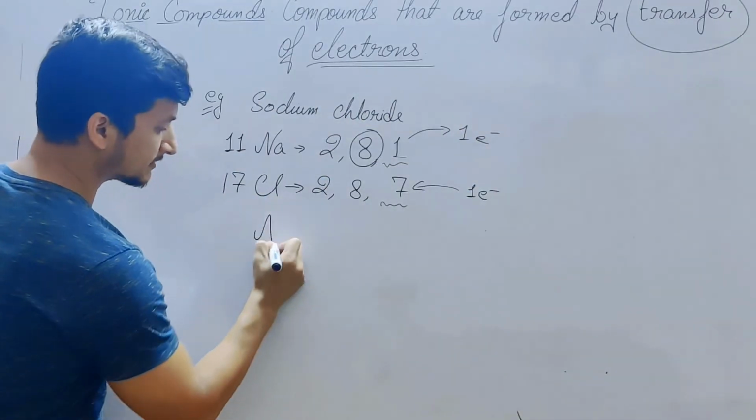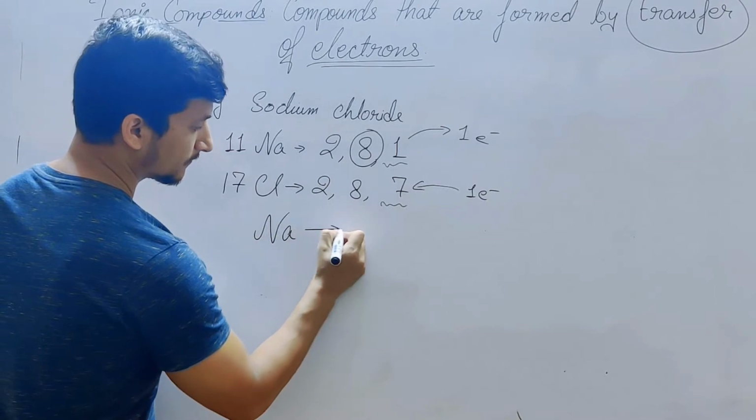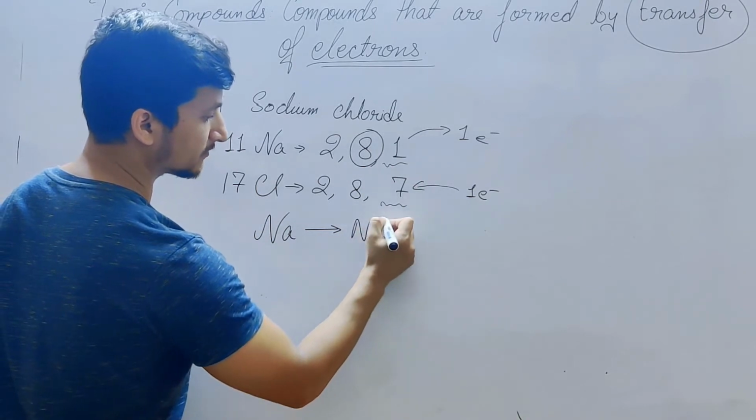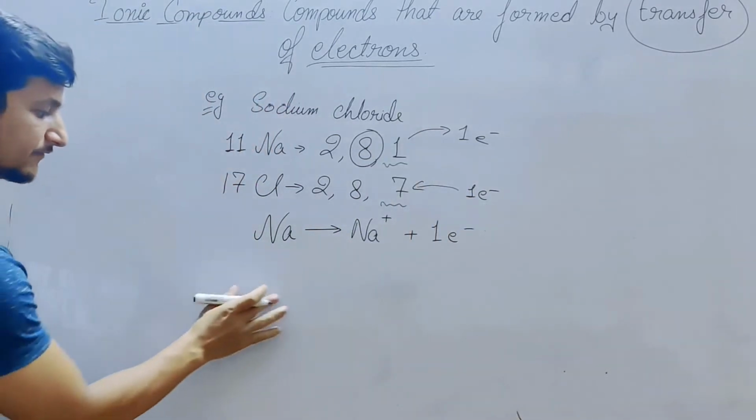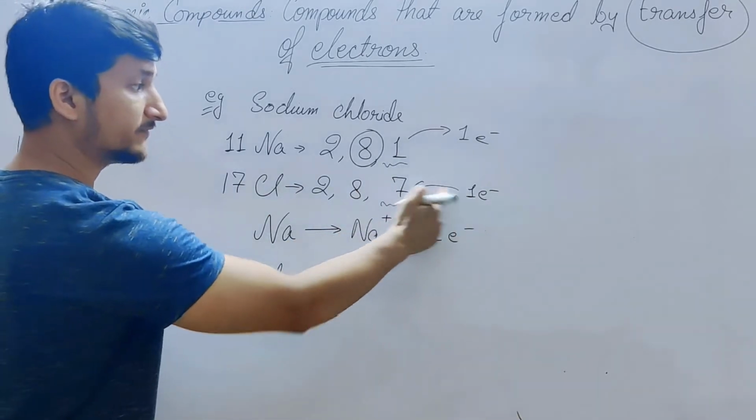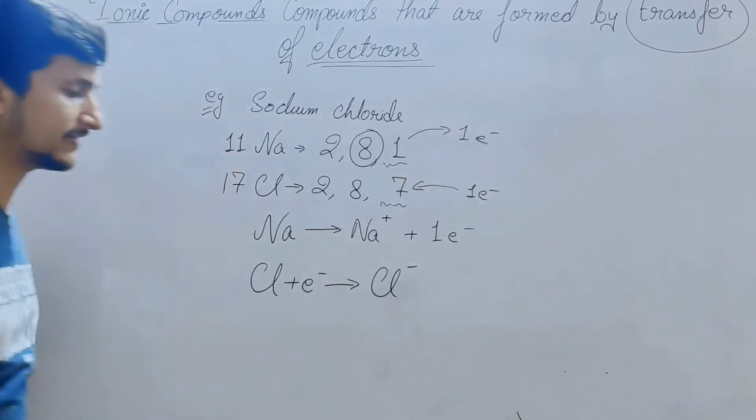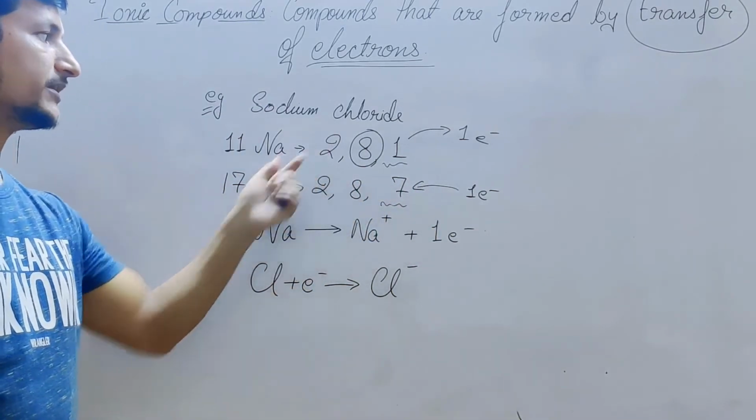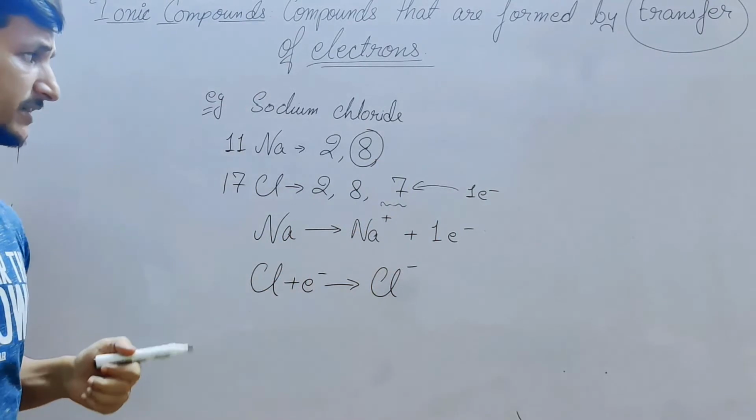So as we can see, sodium, which has atomic number 11, has 11 electrons. Sodium will lose 1 electron, and it will become a sodium cation with a positive charge. In the same way, chlorine has 7 electrons in its valence shell. So chlorine will gain 1 electron and form the chloride anion, Cl negative. So it will have 7 plus 1, 8 electrons in its outermost shell. Whereas sodium, when it loses its 1 electron, will also have 8 electrons in its outermost shell.